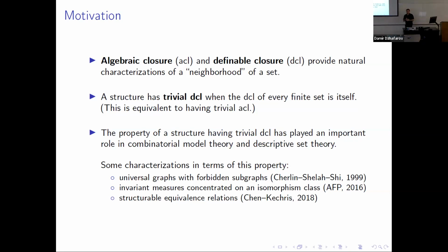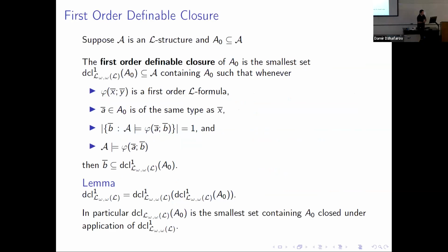Another one, as when I was talking about Fraïssé limits, is that a Fraïssé limit has trivial algebraic closure if and only if the class has something called strong amalgamation. Okay, so what is it?